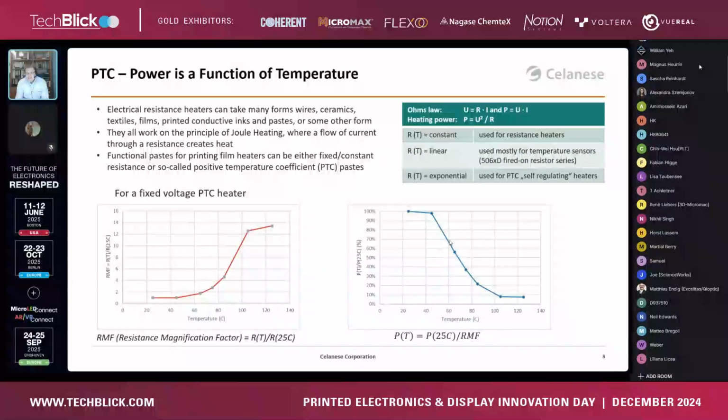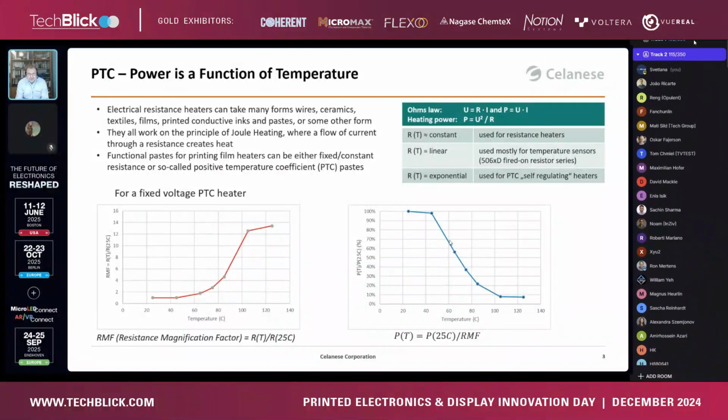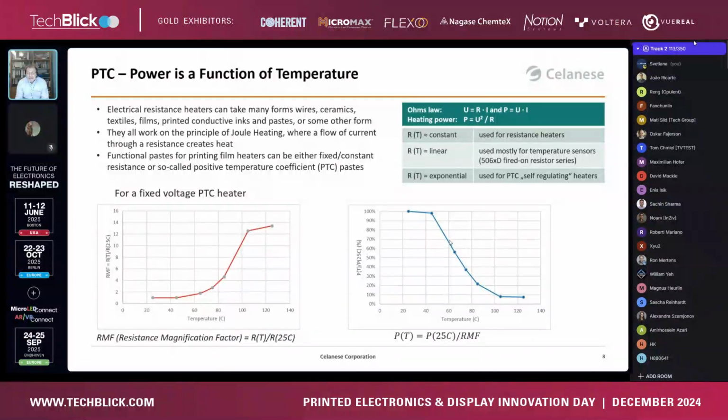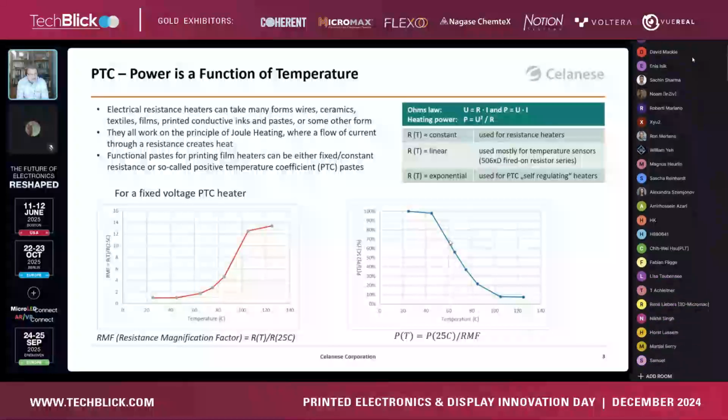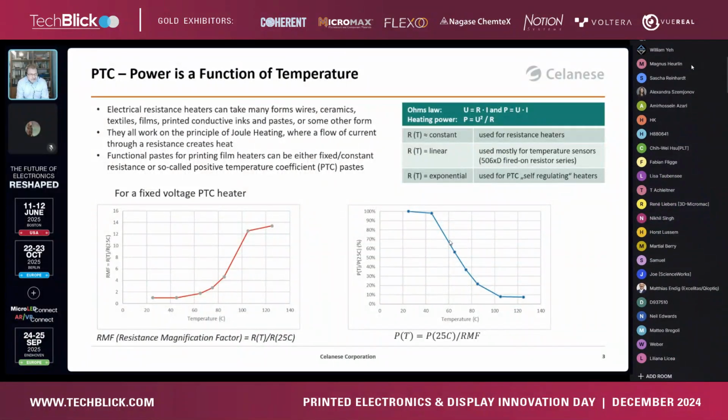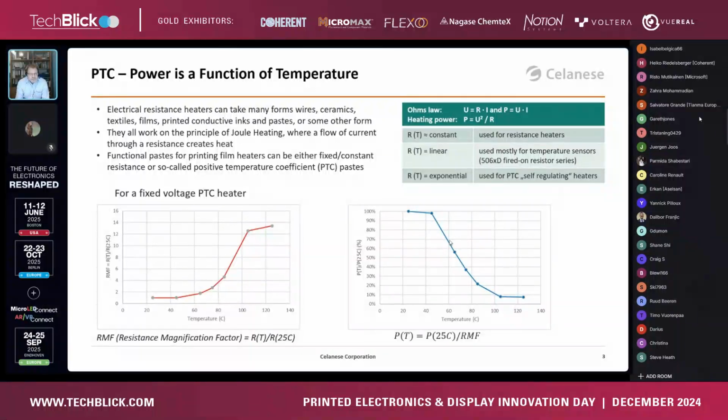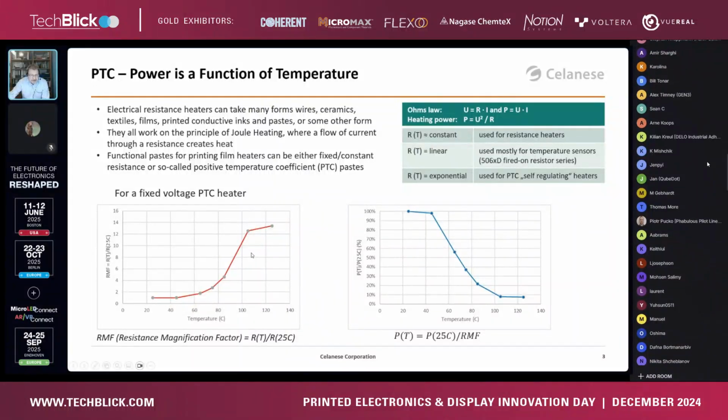PTC resistors, which are linear and fired on, highly precise fired-on resistors, which are primarily used for temperature sensors, to take the change of the resistance with the temperature and then interpret which temperature you have. And then we have an exponential behavior for the PTC paste, which we are using for self-regulating heaters. And you see on the diagram on the right-hand side that this is a typical behavior.